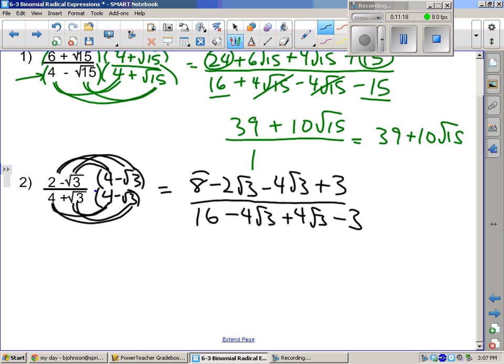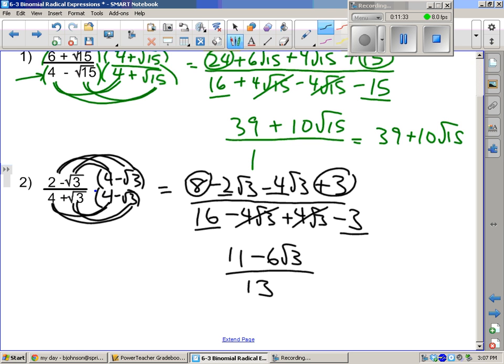The top, got like terms. 8 and 3 is 11. Negative 2, negative 4 is negative 6 of those pesky little root 3's. 16 minus 3 is 13, and then these two go away like they're supposed to, and we're done. You could try to do heart surgery here, but in this case, nothing is going to simplify. All right, I think that's it.